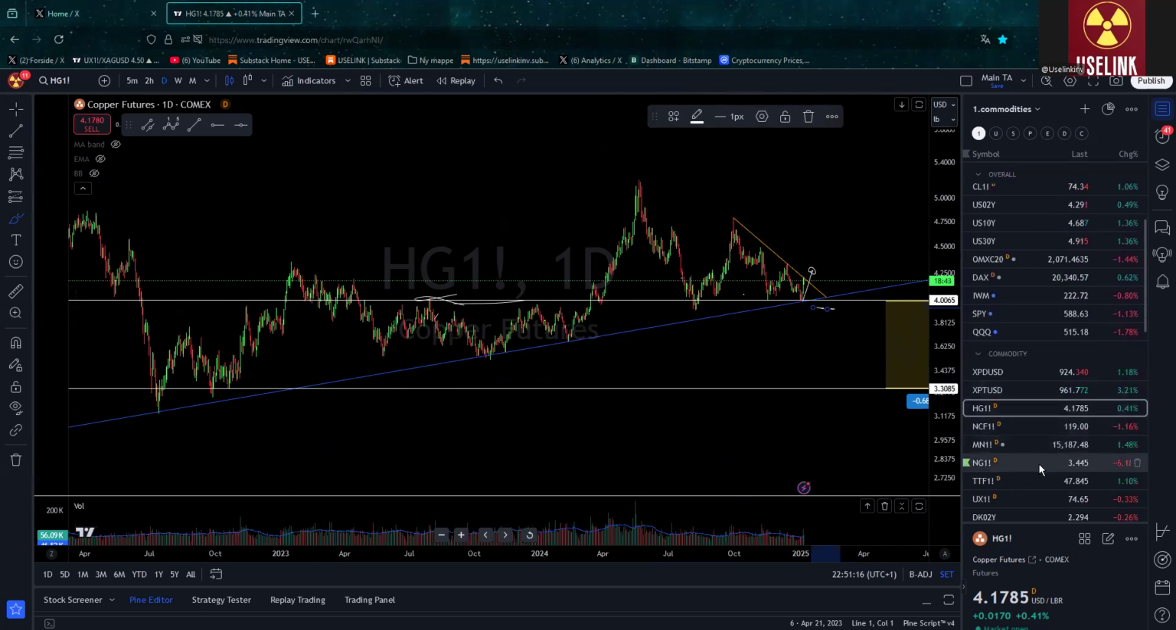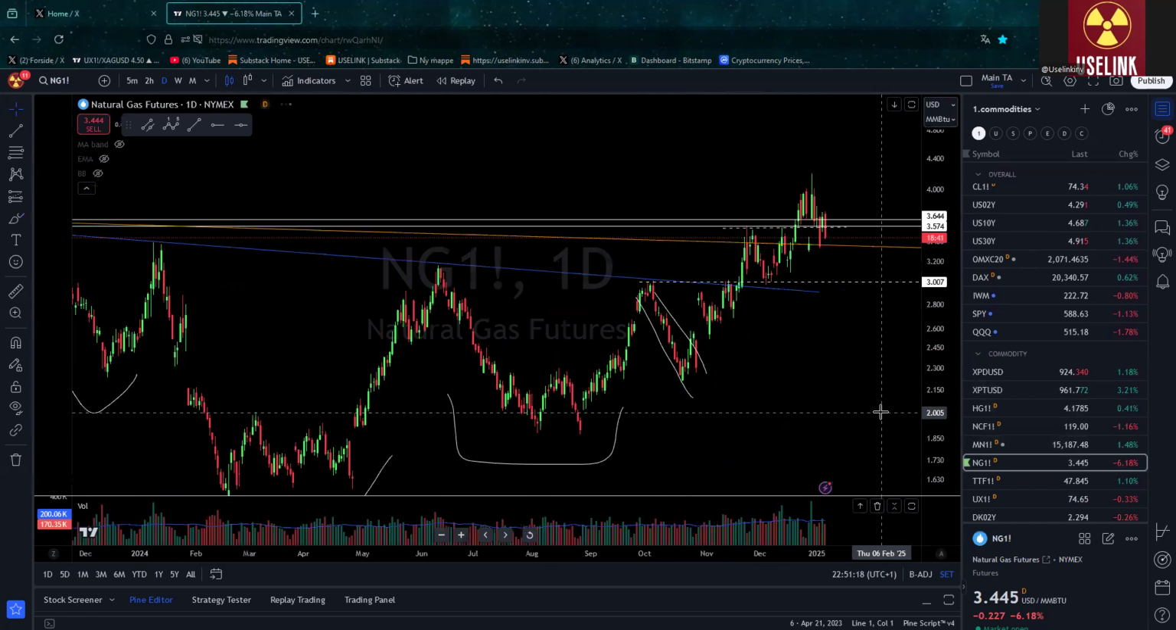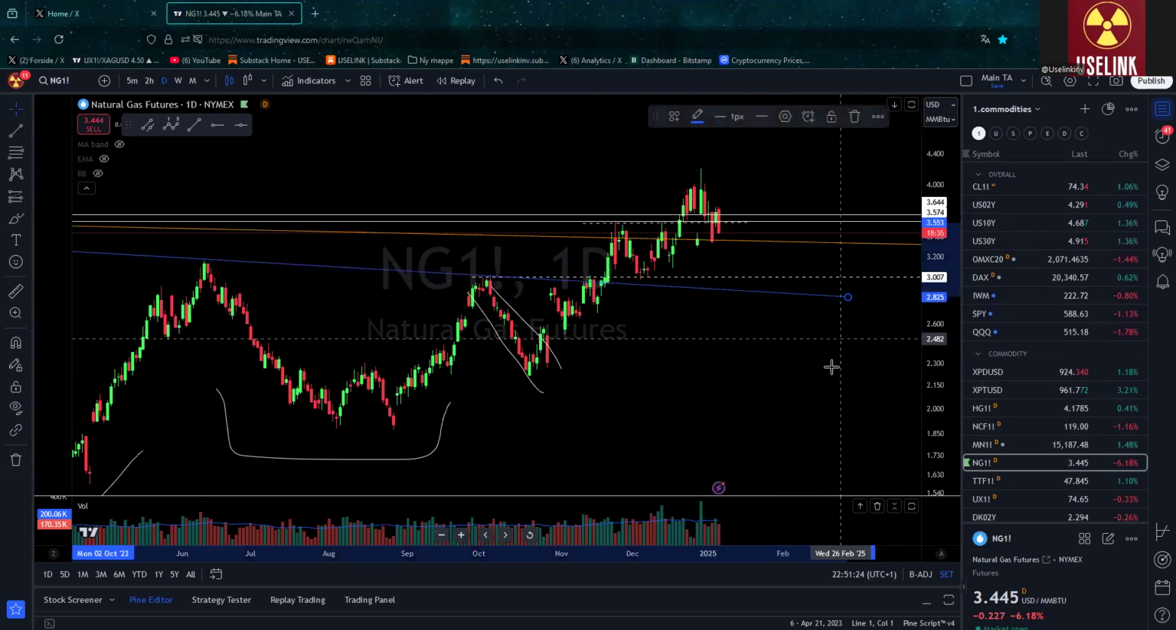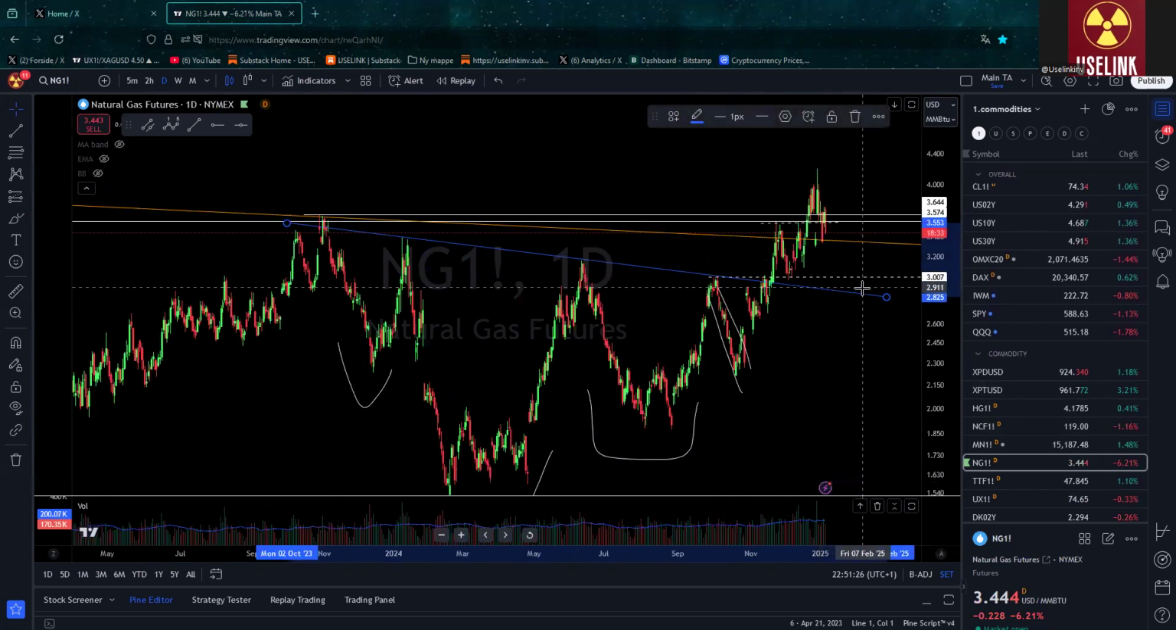What else can we look at here? We can look at nat gas here. I'm still bullish on nat gas. A little bit dangerous, the waters that we're testing here. We might have a detour. We might have a whole retest into, again, 2.8.